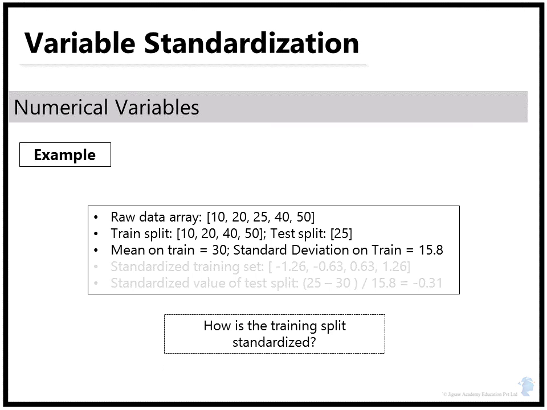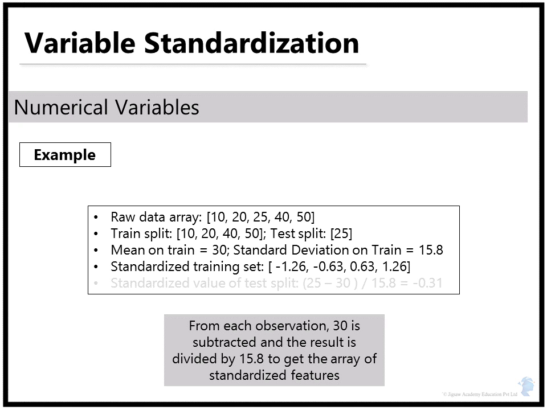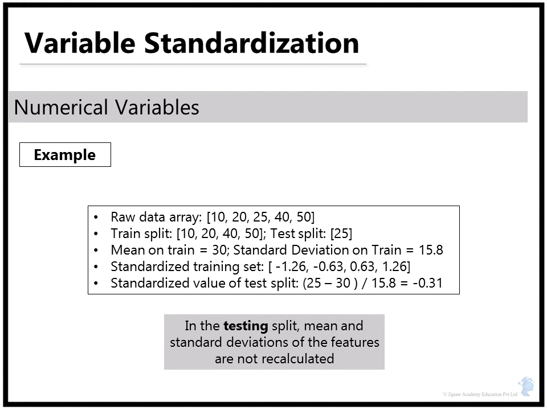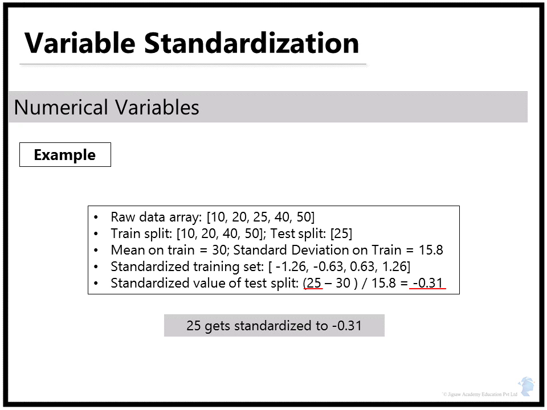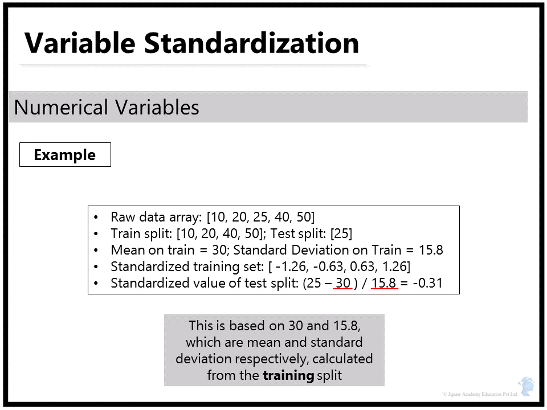Now, how do you standardize the train split? Simple. From each observation, subtract 30 and divide the results by 15.8 to get the array of standardized feature. Now the standardized training set has given you the output. Now comes the testing split. Here, you do not recalculate the mean and the standard deviation of the feature. You use the mean and the standard deviation that is already calculated from the training split to standardize the new data point. Thus, the raw data point for 25 gets a standardized value of minus 0.31 based on 30 as the mean and 15.8 as the standard deviation.